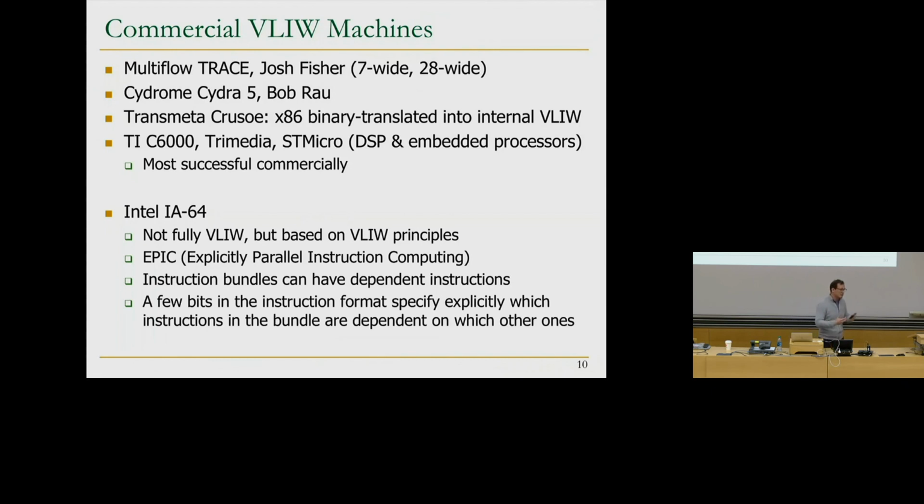And they actually changed the instruction format because they designed a new ISA, instruction set architecture. A few bits in the instruction format specify explicitly which instructions in the bundle are dependent on which other ones. Now, this didn't pan out. Why? Because this was a huge ISA change. People needed to change their software completely. And even a company like Intel, which was dominating processor design, wasn't able to change the ISA. So AMD's solution, x86-64, won, and Intel had to adopt AMD's solution, x86-64.